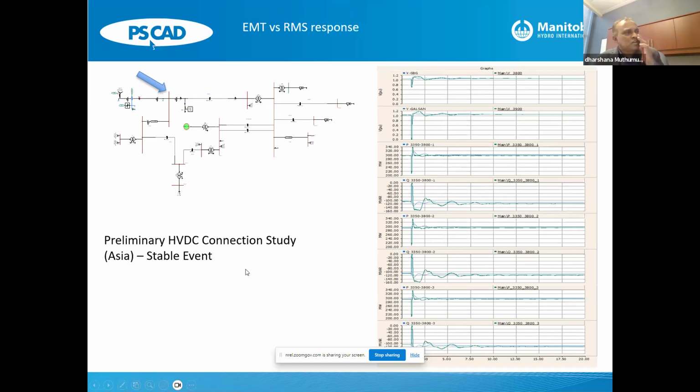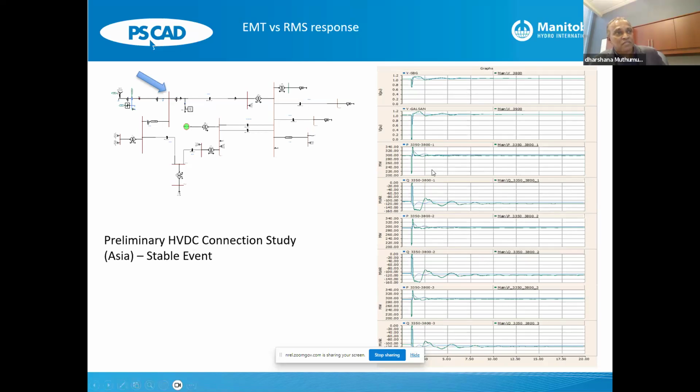Here are some results comparing the response of an EMT study versus an RMS study for a preliminary HVDC connection study we did for a client in Asia. I don't want to give too many details. So in this case, obviously, it was not a system-wide study.